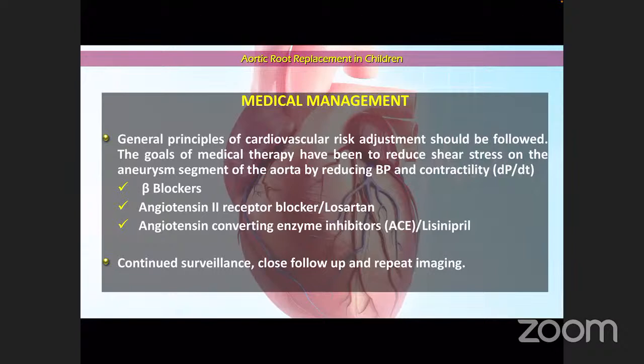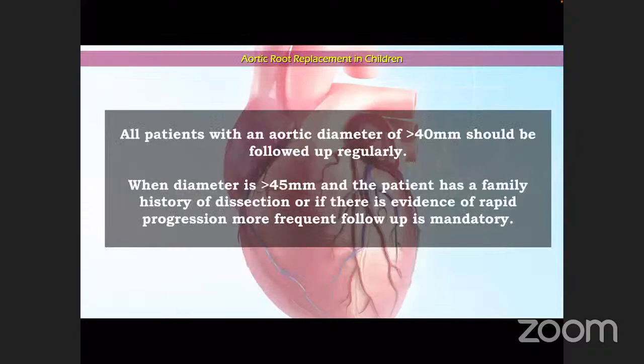It's very important, of course, to continue surveillance of these patients. Generally, a repeat study, maybe every 6 months, is quite safe and can tell you exactly the rate of progression of the disease and give you a better judgment of when to intervene. In general, all patients with an aortic diameter of more than 40 millimeters should have a regular follow-up. And when the diameter is more than 45 millimeters and the patient has a family history of dissection or rupture, or if there is evidence of rapid progression, more frequent follow-up is mandatory.